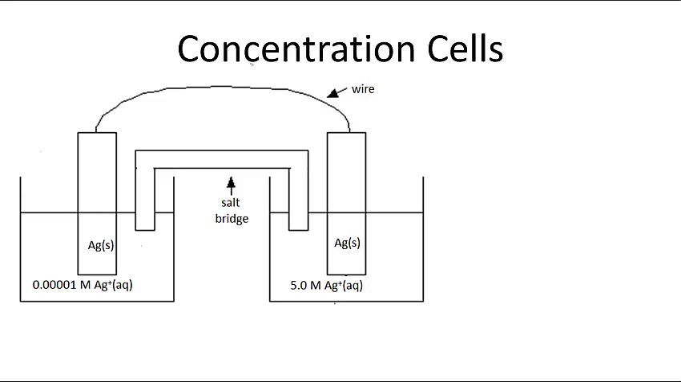So this is electricity based only on change in concentration. So see, I have silver in both of these. Now it turns out, if I have different concentrations, we'll have a different driving force for the reaction. So, if I compare these two, I have 5 molar silver ion and 1 times 10 to the minus fifth molar silver on this side. Which side wants more ions?